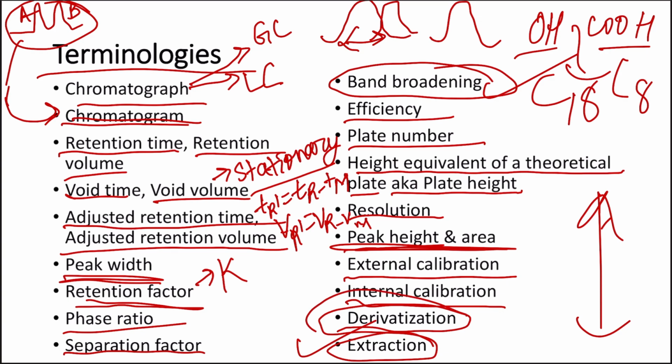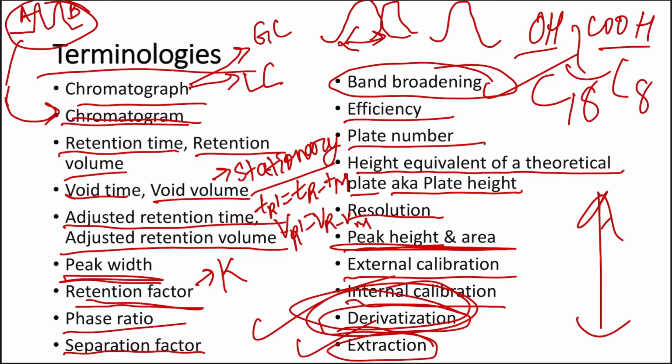So derivatization is very important because it helps to convert a normal phase chromatography into a reverse phase chromatography. As I have already mentioned, in normal phase we have a polar stationary phase, whereas in reverse phase we need a non-polar stationary phase. So the polar phase will be converted to the non-polar stationary phase with the help of this process called derivatization. So these are the main terminologies related to chromatography.